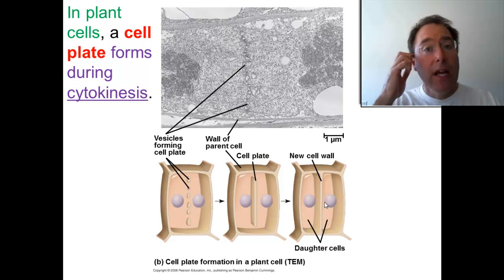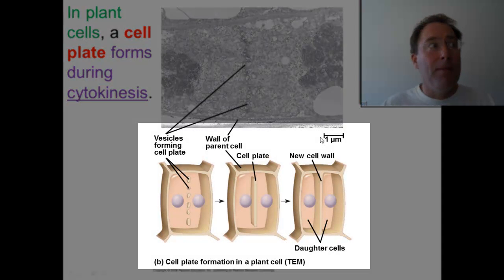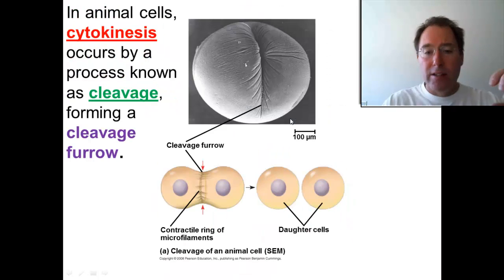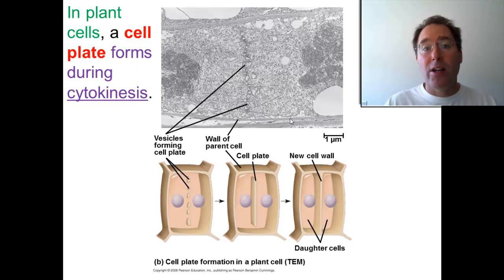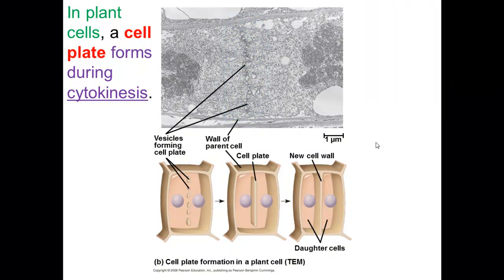But in plant cells, it's different. Plant cells do not have a malleable phospholipid bilayer. Well, they do. They have a cell membrane, but they have a cell wall on the outside, so they can't be doing all this pinching and stretching like an animal eukaryotic cell can. And so what you see here is that a cell plate will form in between the two new daughter cells. So let's watch a movie on mitosis.